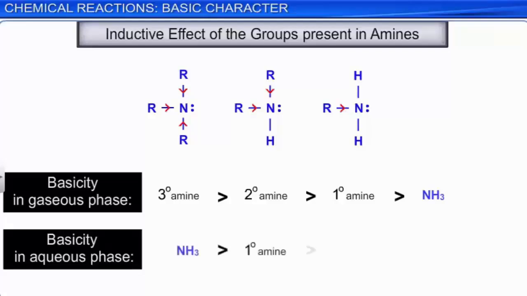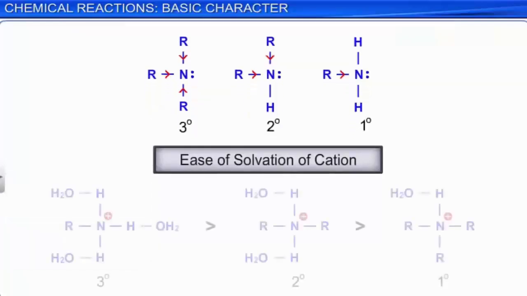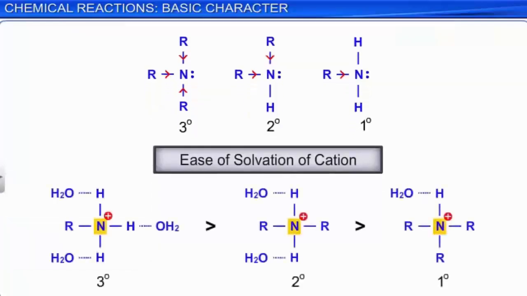This can be illustrated on the basis of the ease of solvation of cation. The positive charge on the nitrogen atom is also stabilized by the effect of solvation in aqueous phase. The smaller the size of the ion, the greater will be the solvation with water molecules and more stabilized will be the ion. Thus, the order of basicity of amines in its aqueous phase is exactly opposite to the order based on inductive effect.